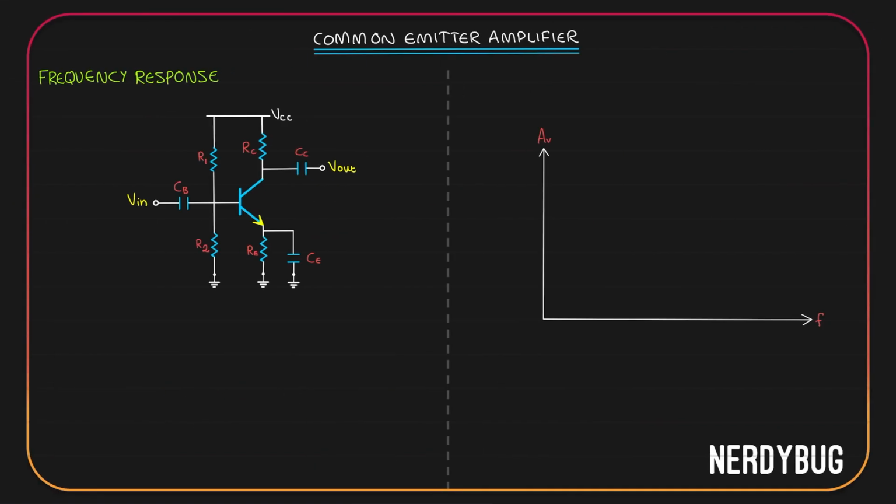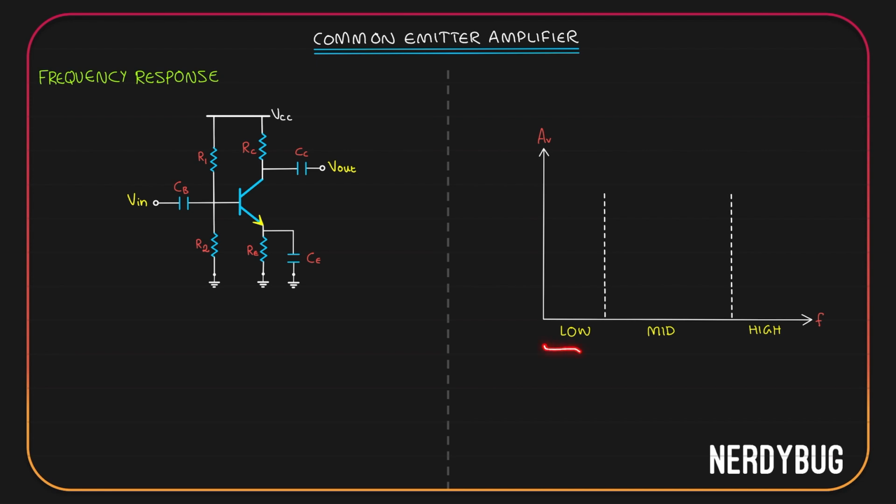With this idea, let us plot the frequency response of an RC coupled common emitter amplifier. By frequency response, we mean how the gain changes with the frequency of the input signal. For that, I have taken a graph with gain on the y-axis and frequency of the input signal on the x-axis. First, let us divide the frequency into three.